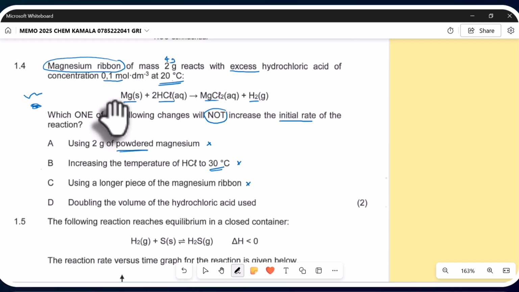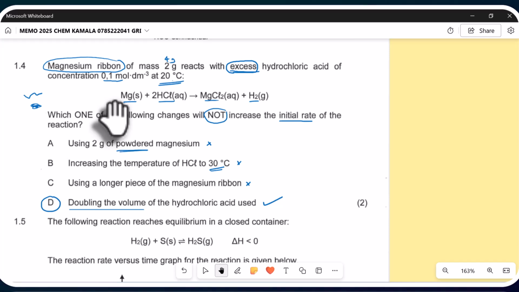Then they say double the volume of the hydrochloric acid. If you look at our information, the given hydrochloric acid is in excess, meaning that hydrochloric acid is more than enough. So even if you double the volume, it will have no increase on the initial reaction rate. So the answer is D here, because the HCl was in excess, which means we already have too much. So even if you double it, it will not increase the initial rate of the reaction. The answer there is D.